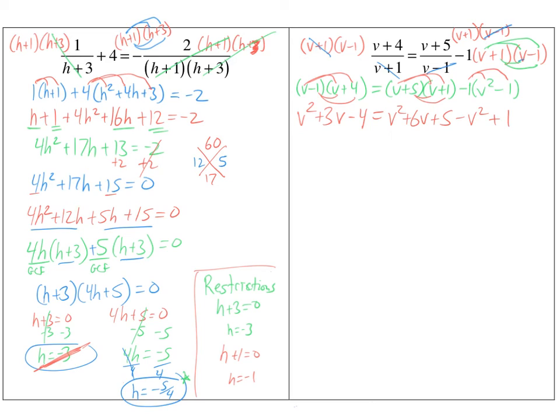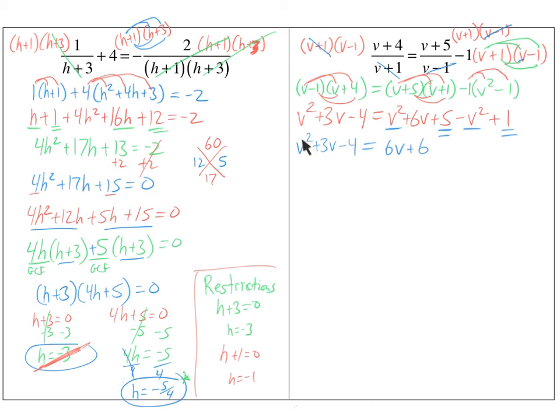Then I got to clean up both sides. This side can't clean up, but this side can. Over here, I am going to combine the v squareds and combine 5 and 1. So what I now have is v squared plus 3v minus 4 equaling the v squared and the negative v squared disappear, leaving you 6v, and then 5 plus 1 is 6. So now I got to solve this.